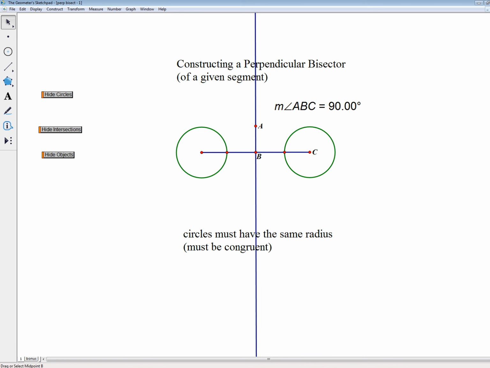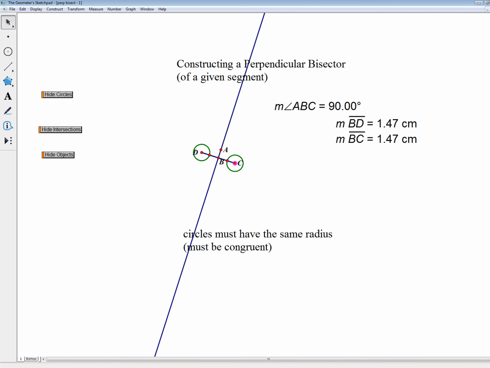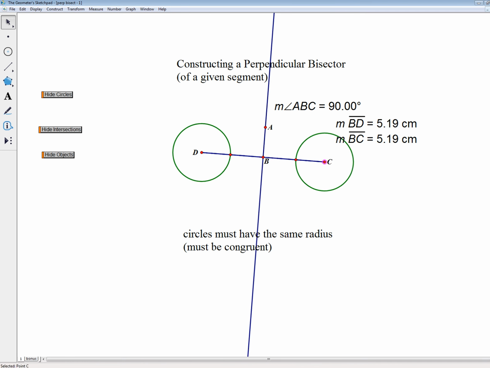And we also want to verify that we do in fact have a bisected segment. So let's measure this half and this half. So let's measure the length of each. And there we have also verified that no matter how I drag, I'm maintaining the bisector and the perpendicular.